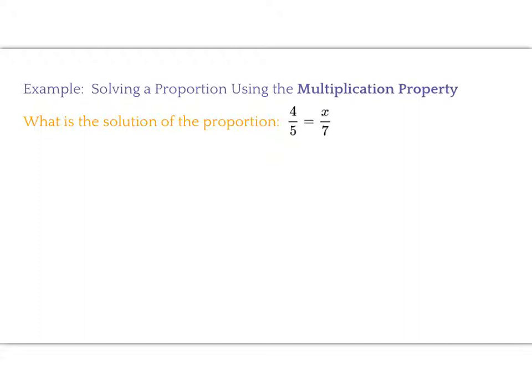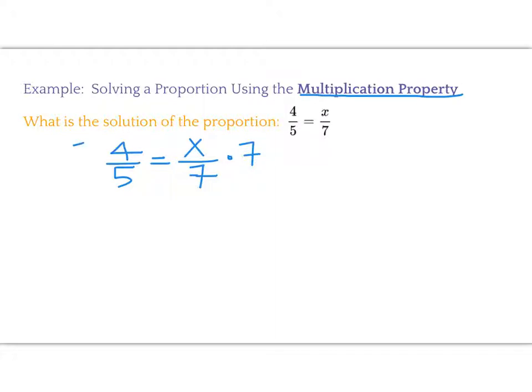Example: solving a proportion using the multiplication property. What is the solution of the proportion 4/5 equals x over 7? In this case we have two ratios that are equal and an unknown, so we can solve this. We have 4/5 equal to x over 7. Since x is being divided by 7, we can undo that division by multiplying both sides by 7.